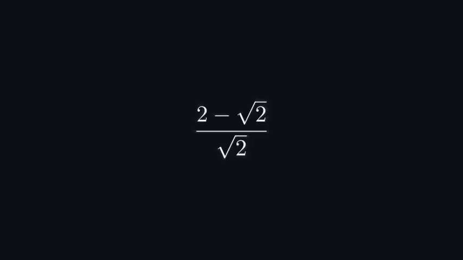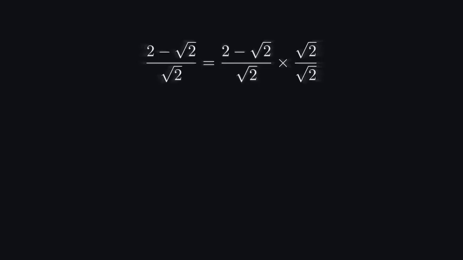We do not want to leave a surd in the denominator, so we rationalize the denominator. Multiplying by the square root of 2 over the square root of 2 does not change the value, because it is the same as multiplying by 1. Then, the square root of 2 times the square root of 2 equals 2, and after factorizing and canceling, the answer becomes the square root of 2 minus 1.